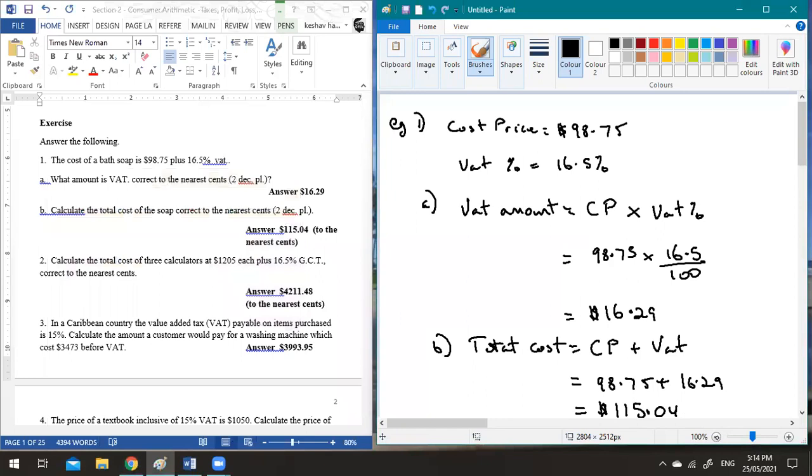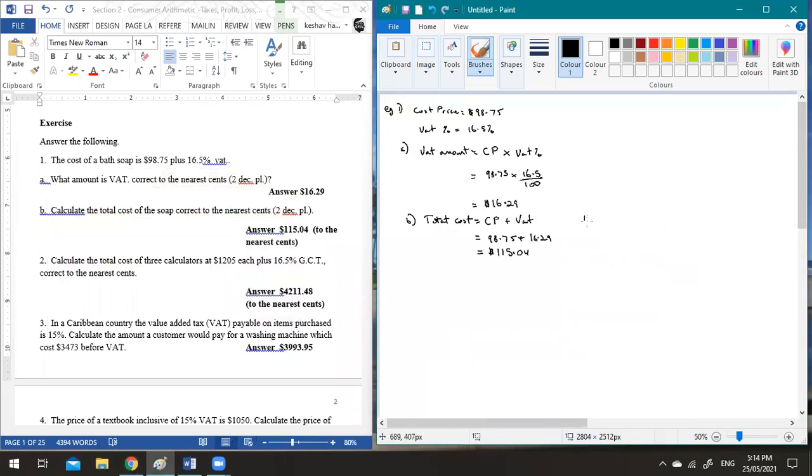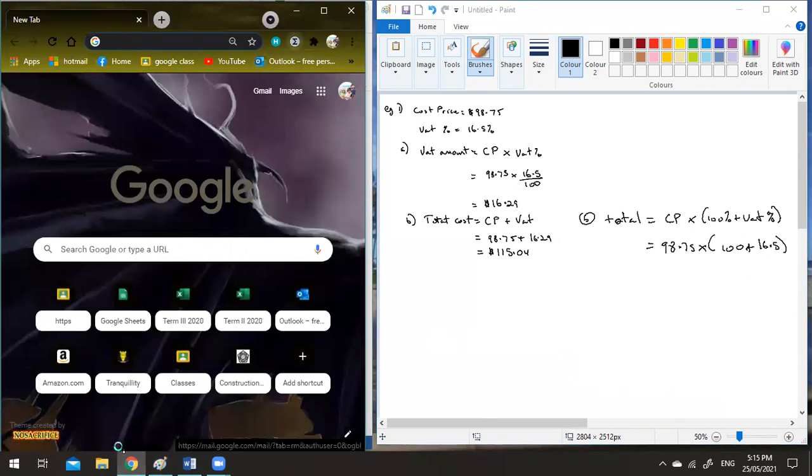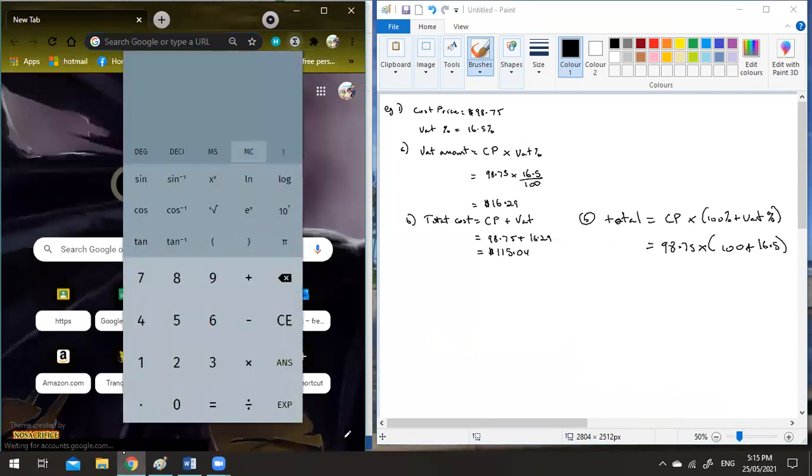Now, for part B, we could have used the other formula, where the total amount after tax was the cost price multiplied by 100% plus the VAT percentage, or the tax percentage, which would have been 98.75 multiplied by 100 add 16.5, and if you work it on a calculator you should get the same thing. So let me show you all that.